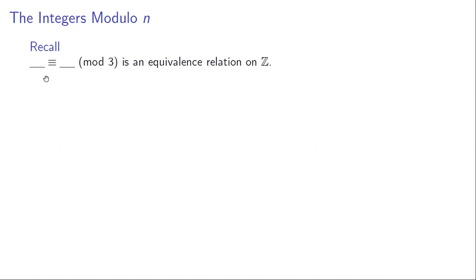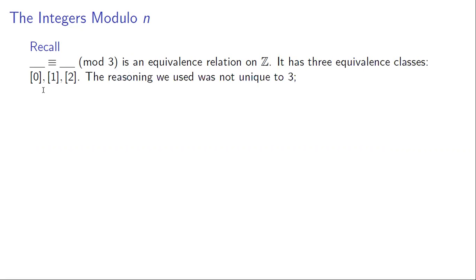So recall that the relation of congruence mod 3 is an equivalence relation on the set of integers. And also recall that it has three equivalence classes: the equivalence class of 0, the equivalence class of 1, and the equivalence class of 2. Now, we used reasoning to figure that out in some of the earlier videos, but the reasoning we used was not unique to the number 3. Similar reasoning would have worked for any natural number n, right? So if this 3 would be a 6, the similar reasoning would produce similar results.